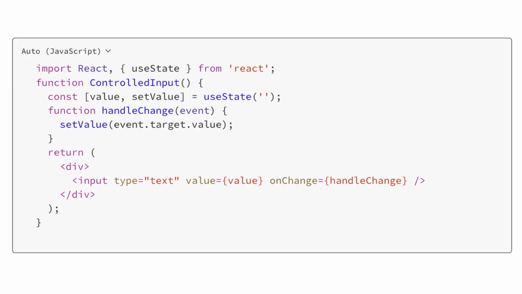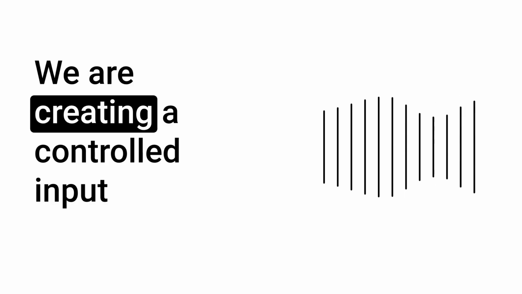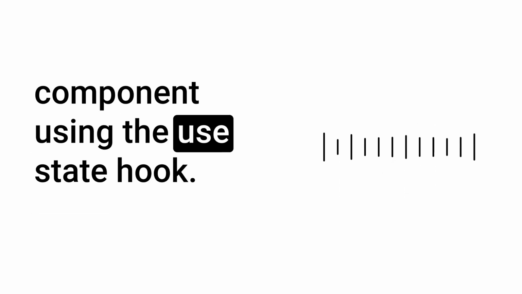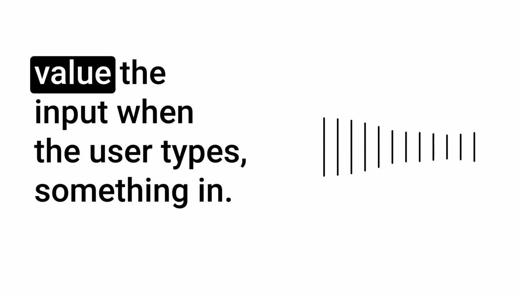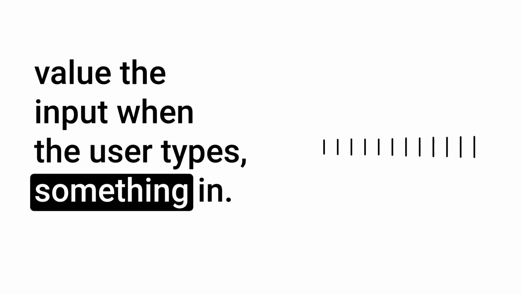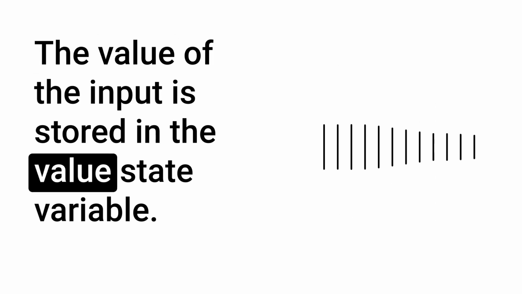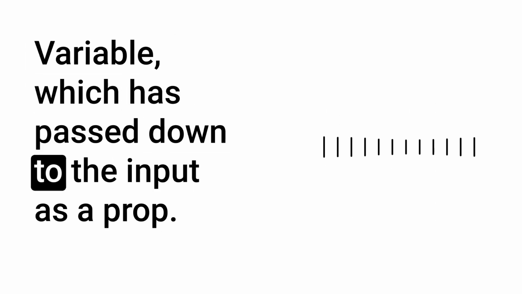In this example, which is very simple and that you're probably very familiar with, we are creating a controlled input component using the useState hook. We are also creating a handleChange function that updates the value of the input when the user types something in. The value of the input is stored in the value state variable, which is passed down to the input as a prop.